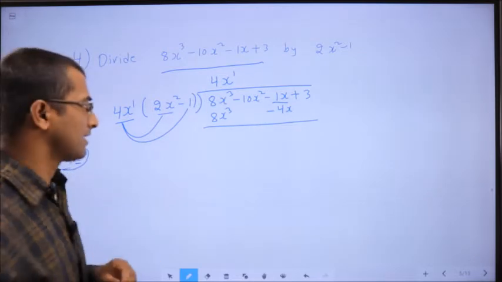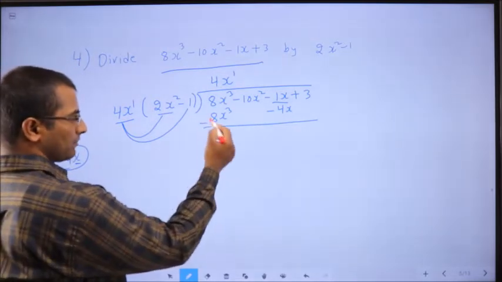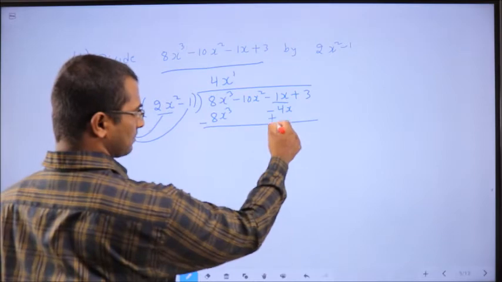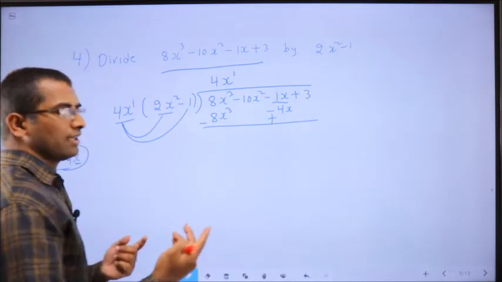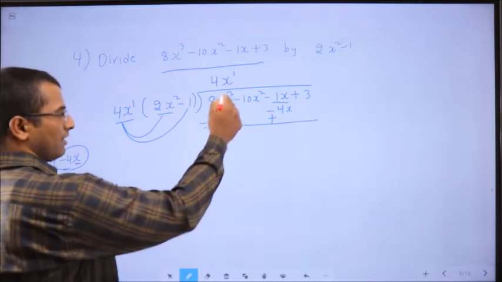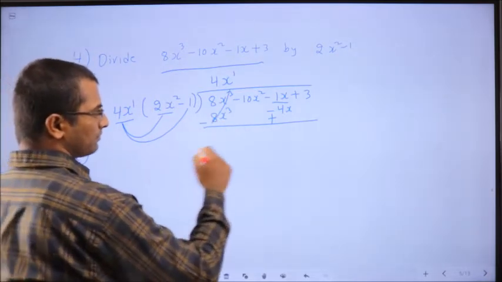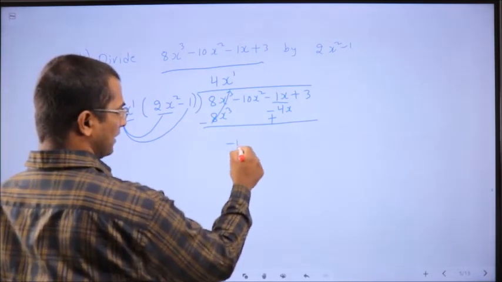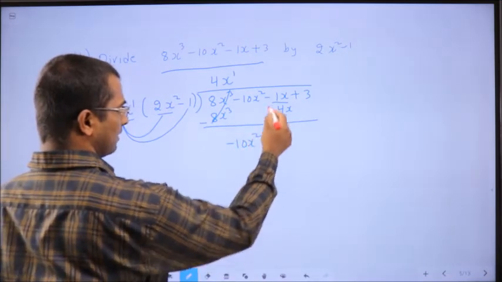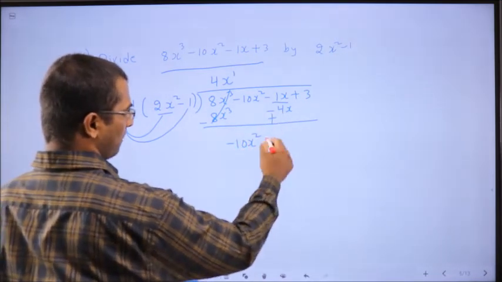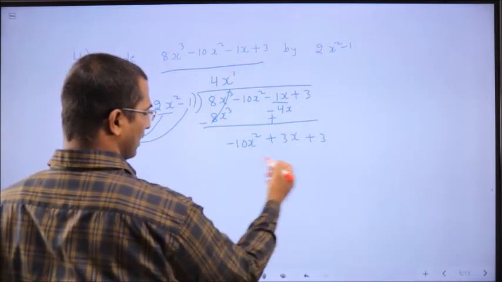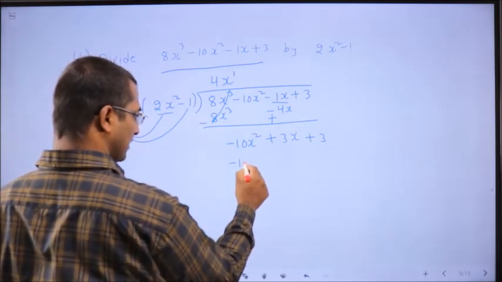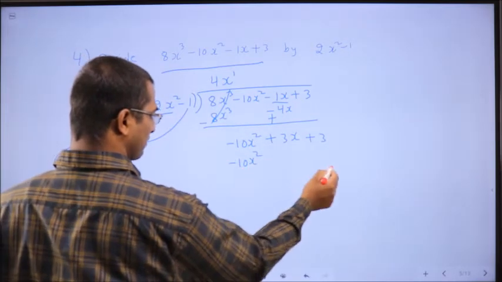Next, change the sign. So minus and make this plus. Minus gets converted to positive. Next, this cancel out. Here minus 10x square you write first, and then minus 1 plus 4 is plus 3x and plus 3. Now here minus 10x square, below this also I should get minus 10x square only.